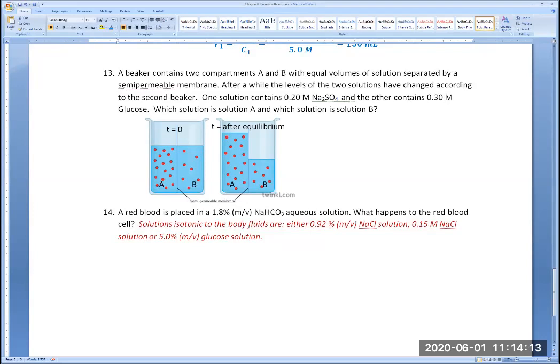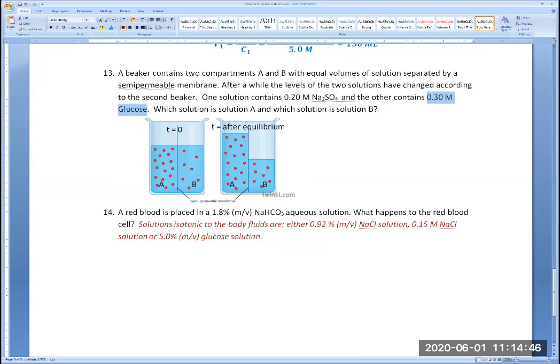We don't know if it's on the left or on the right, but we have a solution that is 0.20 molar Na2SO4, and the other solution is 0.30 molar glucose. So those are the two solutions, A and B, but we don't know which one is A and which one is B. But we know how they have behaved after a while.